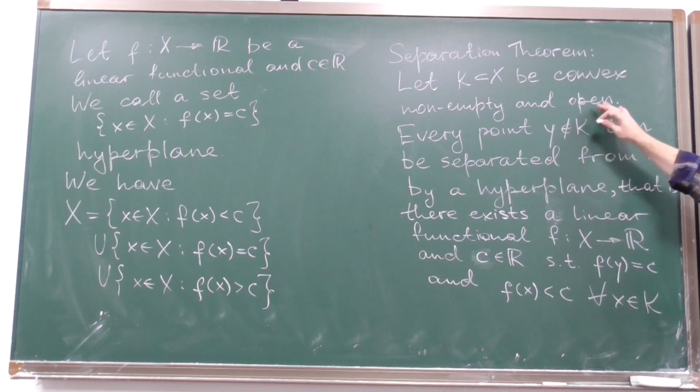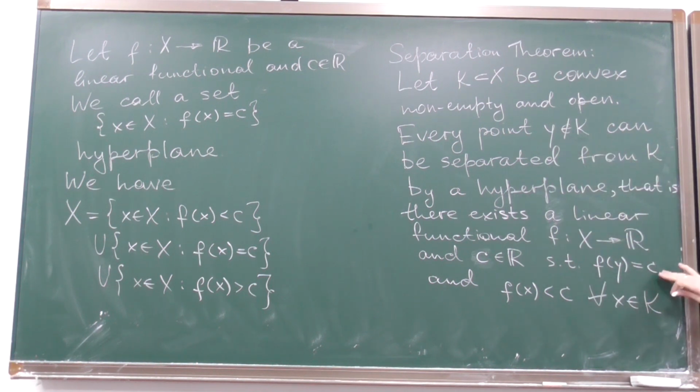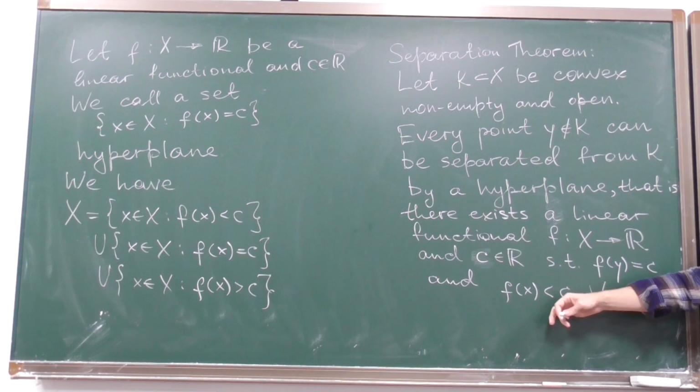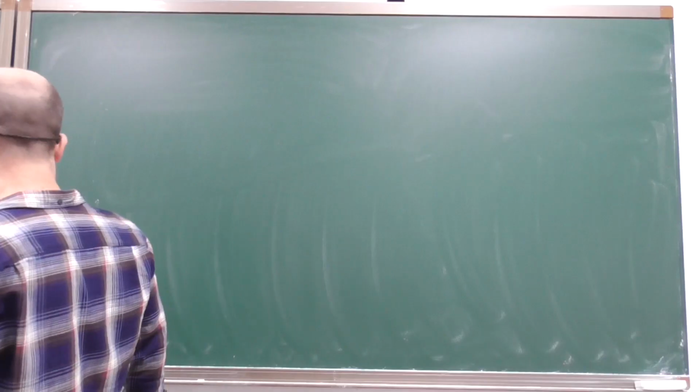an open, convex set, and a point which does not belong to this set, then through this point we can draw a plane such that the set K lies below this plane. So this is the geometric meaning of this result. Okay, let's prove it.